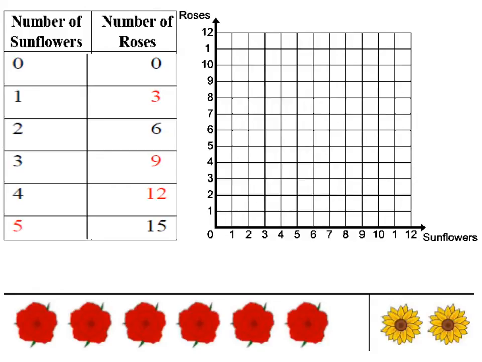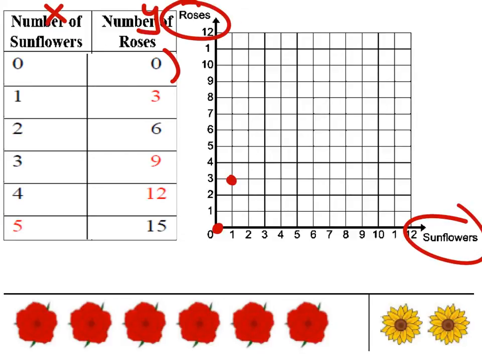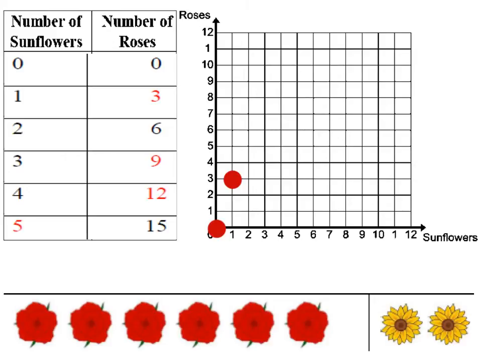So from this point, we're just looking at each of these as ordered pairs. For example, this one right here would be 0, 0, which would give us a point right there. 1, 3. Now remember, these are our x's and these are y's, which are described on the graph as well. And continuing this pattern, 2 sunflowers would give us 6 roses, 3, 9, and 4, 12. And at that point, it goes off the graph. Now, we wouldn't connect these points because you can't have half a rose or half a sunflower.